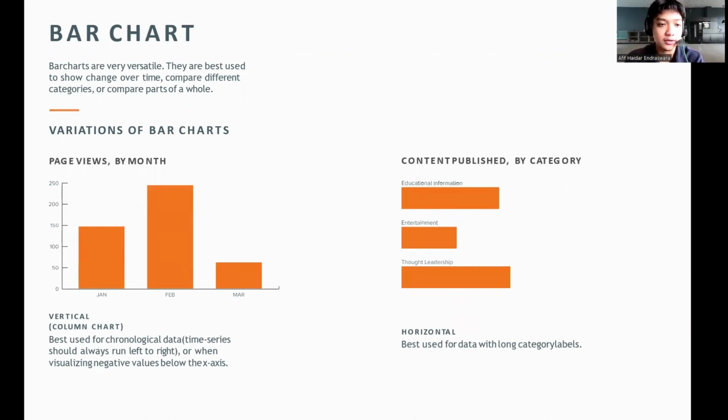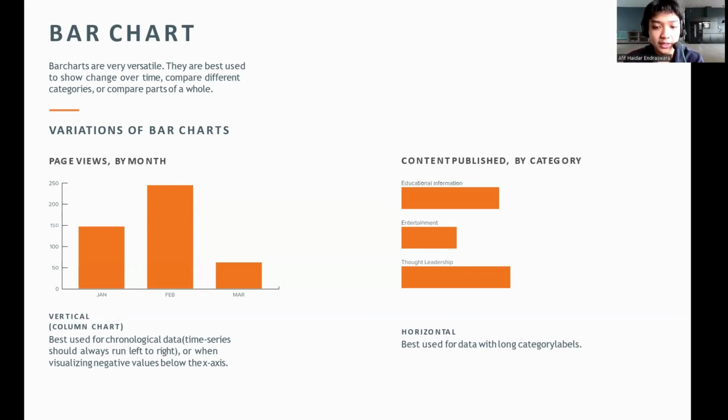Bar charts are very versatile. They are best used to show change over time and also to compare different categories or compare parts of a whole. It can be used in a vertical or a horizontal layout, and it's best used for chronological data. Time series should always run left to right, or when visualizing negative values, below the x-axis. In this case, the example is page views by months.